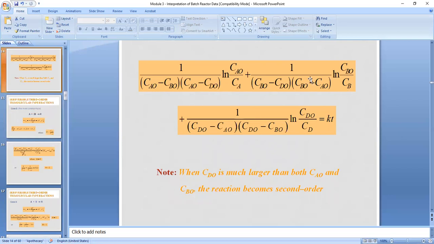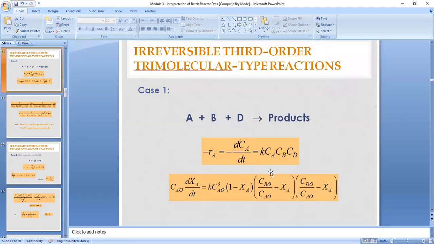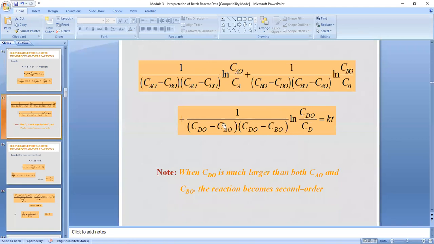So you have three rational expressions here that are being added, because if you process the original DE using the method of partial fractions, you also have three partial fractions. That is why you have three terms on the left side. And you have simply a k dt on the right side, which will yield a kt. Now, this is your formula for case 1 under termolecular or trimolecular third order type of reaction.